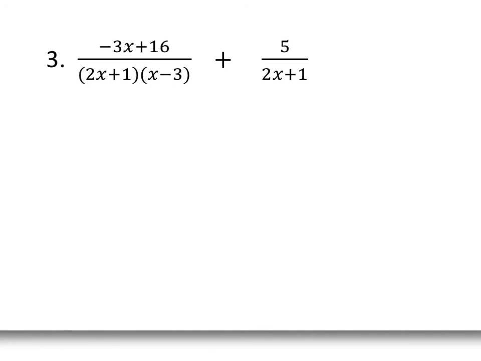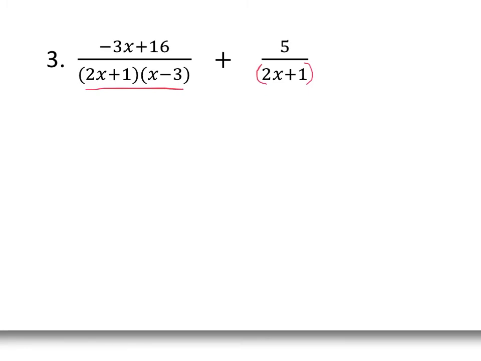Okay, last but not least, we have example number 3 here. Again, let's look at our denominators. We see that we're adding, which means we have to have a common denominator. So we have 2x plus 1 times x minus 3 in this first one. Look, it's already factored for us. That's good. We're not going to have to factor that one. And we've got a 2x plus 1 over here. So it looks like my common denominator would be this whole thing here.